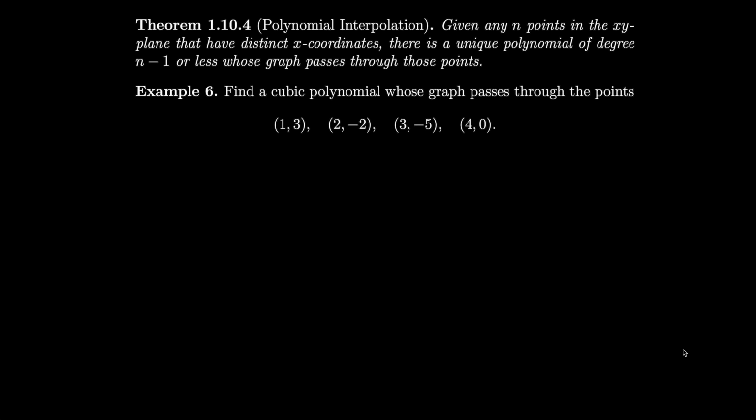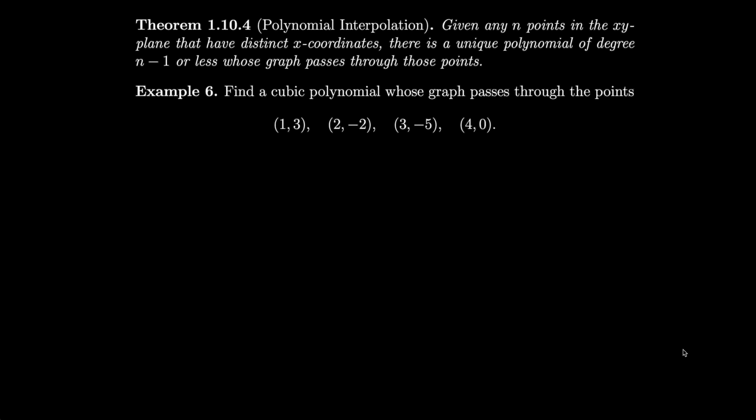Polynomial interpolation. Given any n points in the xy plane that have distinct x-coordinates, there is a unique polynomial of degree n-1 or less whose graph passes through those points. As an example, let's find a cubic polynomial whose graph passes through these 4 points.